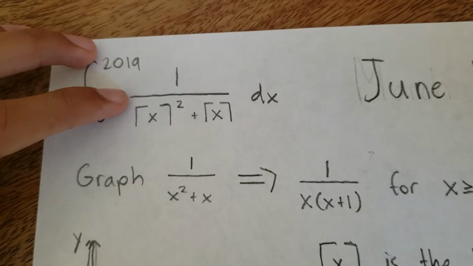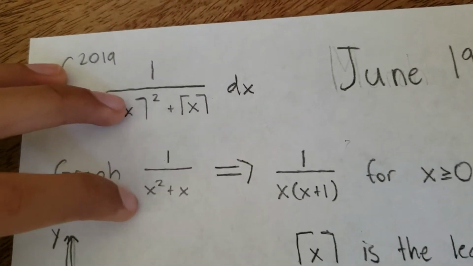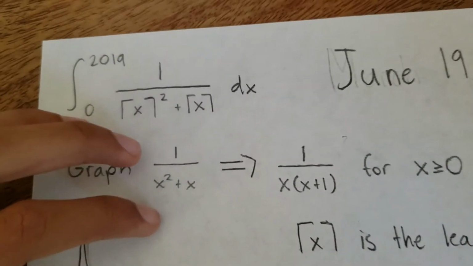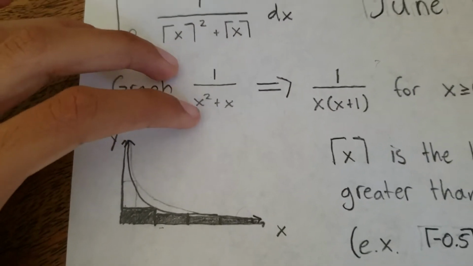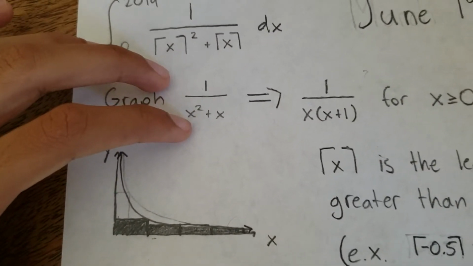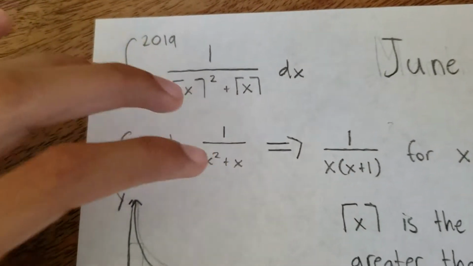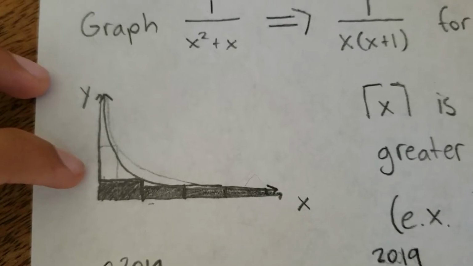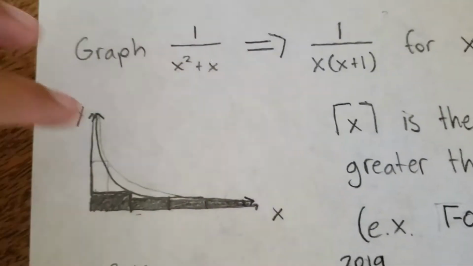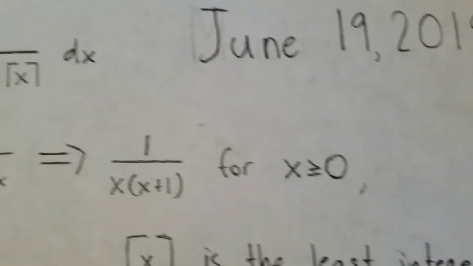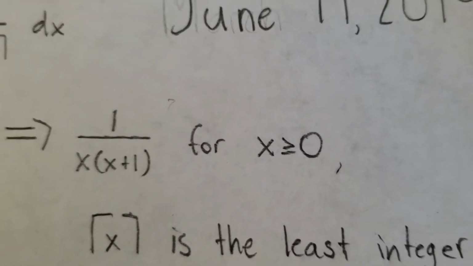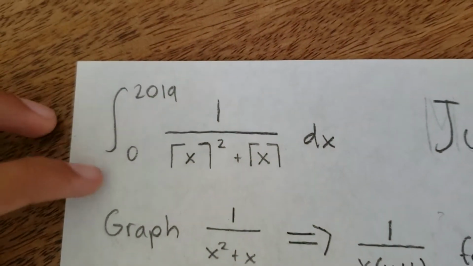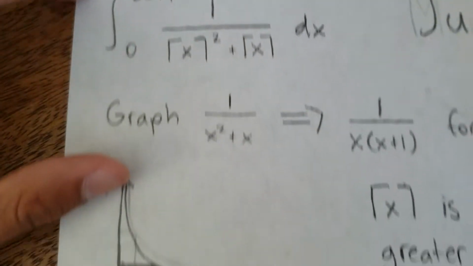To graph it, first let's graph 1 over x squared plus x without the ceiling function. To graph this, we see that as x goes to infinity, our expression just goes to 0. So it has a horizontal asymptote y equals 0. And we can see it goes down. Also, we only care about x greater than or equal to 0 because our integral only goes over positive values of x from 0 to 2019.